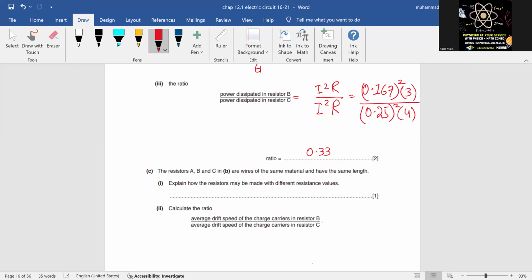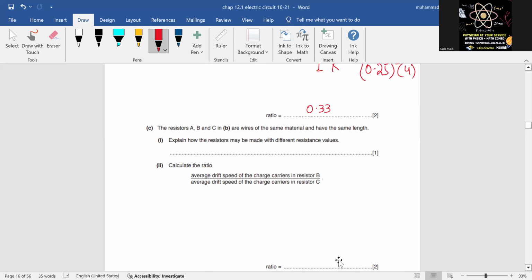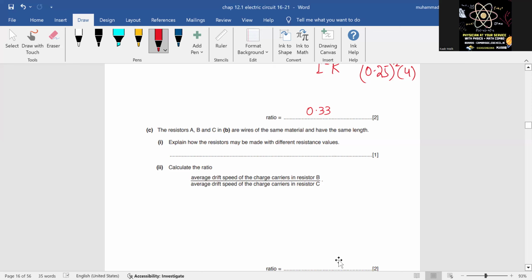Yes. Explain how the resistance may be made with a different resistance value. You can, sir, change the dimension. क्रॉस सेक्शनल एरिया भी इनका चेंज कर सकते हैं. Okay. So you can change the cross-sectional area. You can change the diameter. Like the diameter changes the cross-sectional area. You can change the length, right? So vary the length.